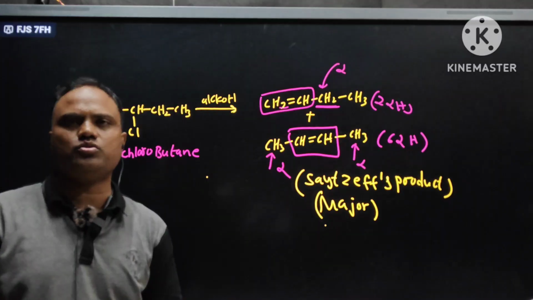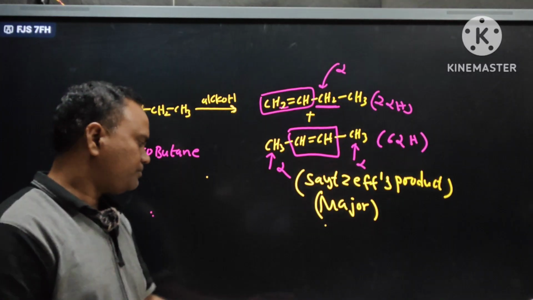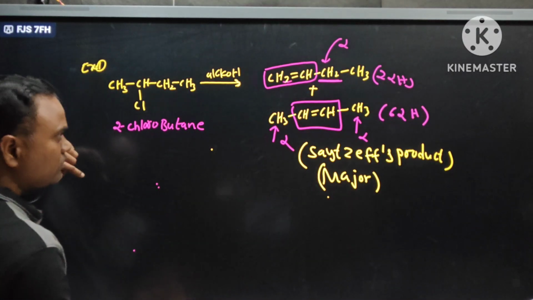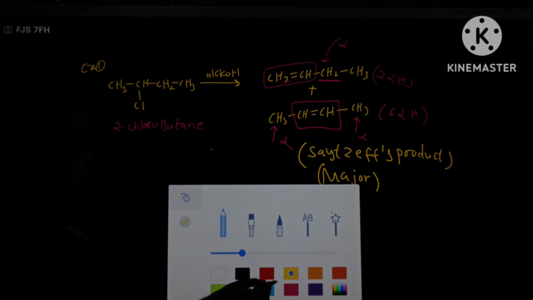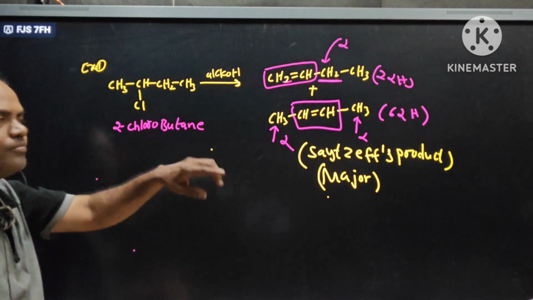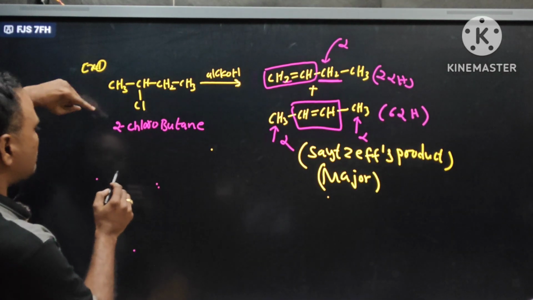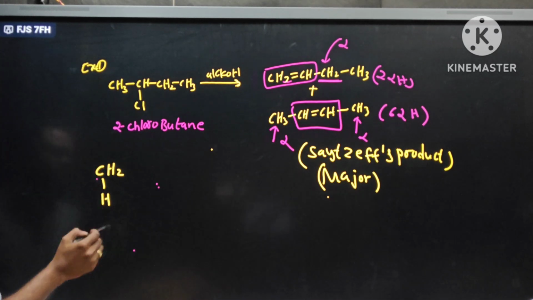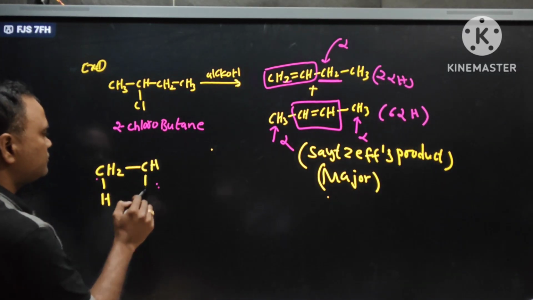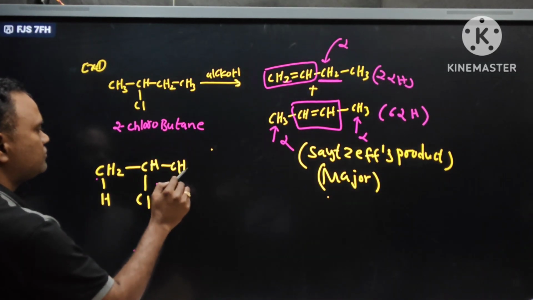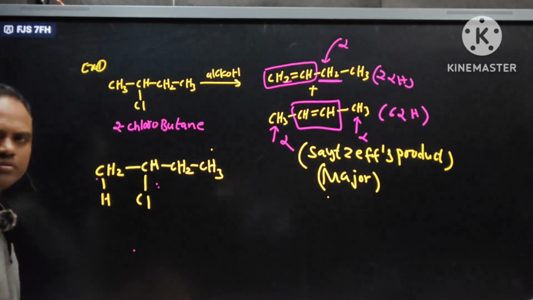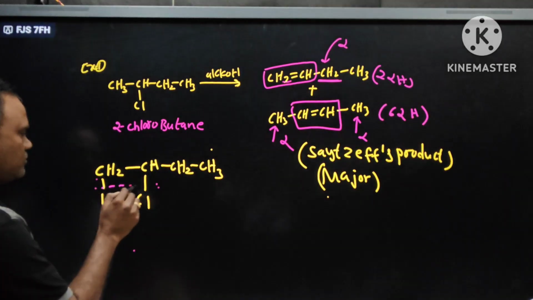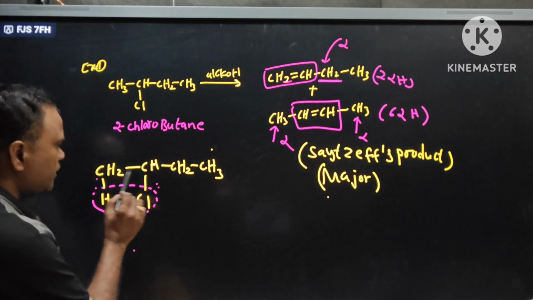Let us see how we will get these two products. See, I am writing this 2-chlorobutane like this. CH2, H. I am writing one hydrogen down. Remove HCl from these two. Okay. Here you will get a double bond.